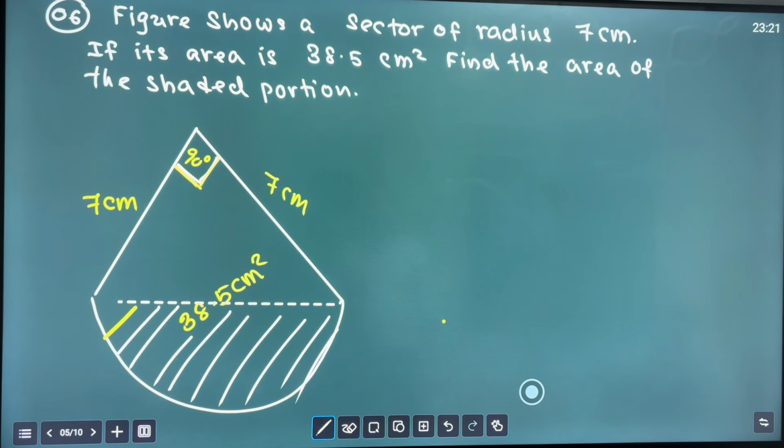Let's remove the area of this unshaded right angle triangle.